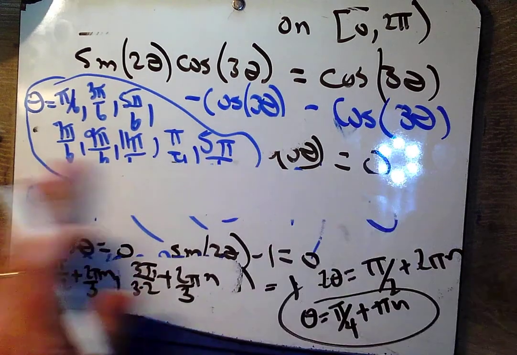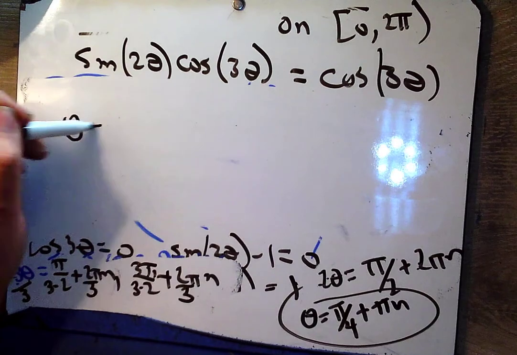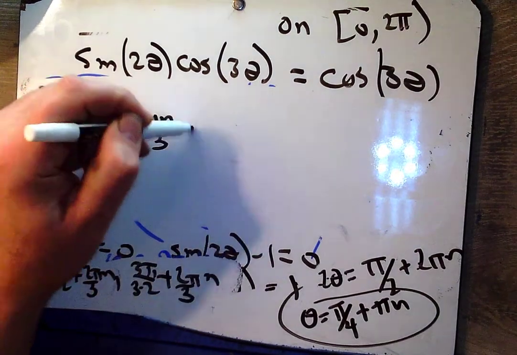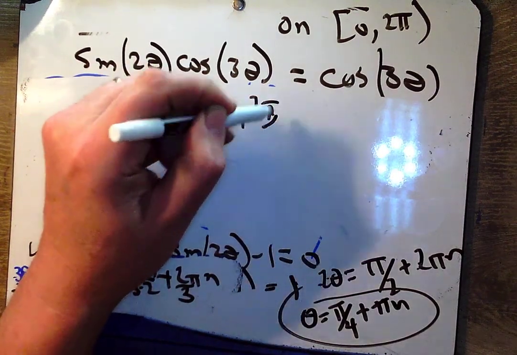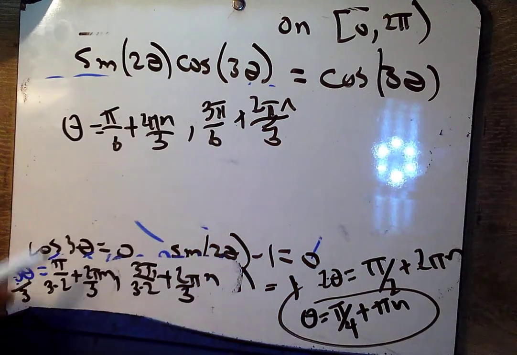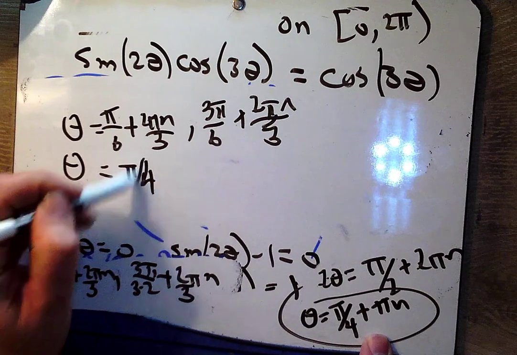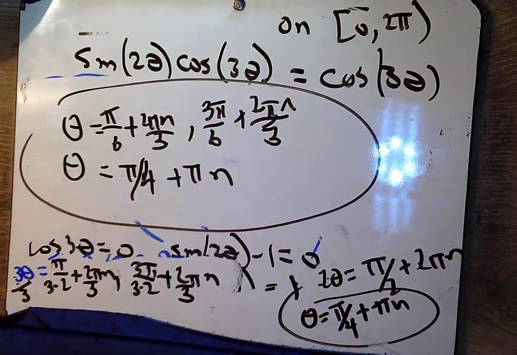Now let's divide everywhere by 3. And so our other solutions are going to be theta equals pi over 6 plus 2 pi n over 3, and 3 pi over 6 plus 2 pi n over 3. Don't forget these from the other factor: pi over 4 plus pi n. And there are our solutions. These would be all solutions. We did the 0 to 2 pi solutions before. Nice. Good.